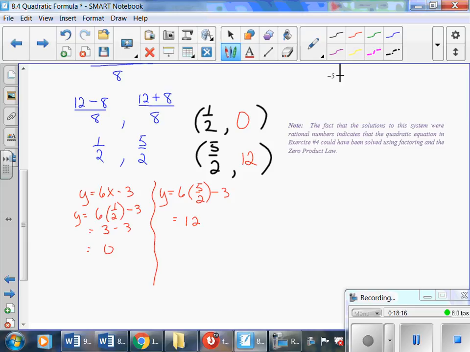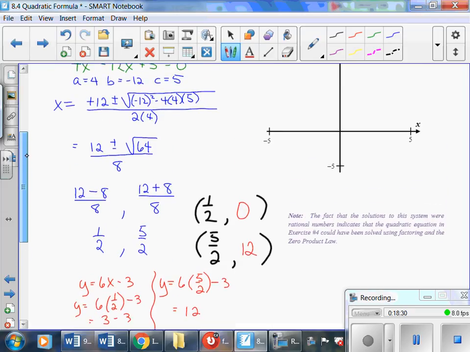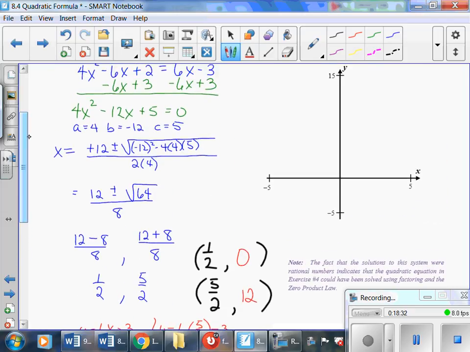Now I'm hoping you realize there's a way to check this in your calculator using your intersection. Put both your functions in and use your intersection command to find out what those numbers are. All right, that's very easy to do. But remember, if it says algebraically, you have to make sure you're showing your work.